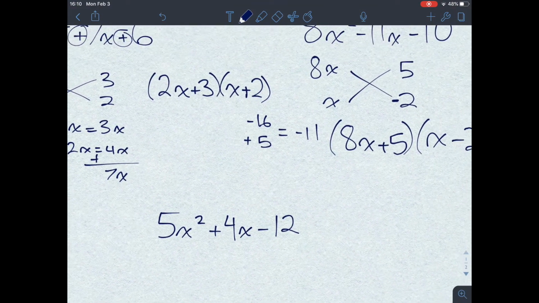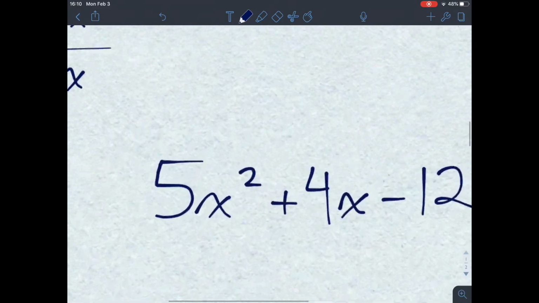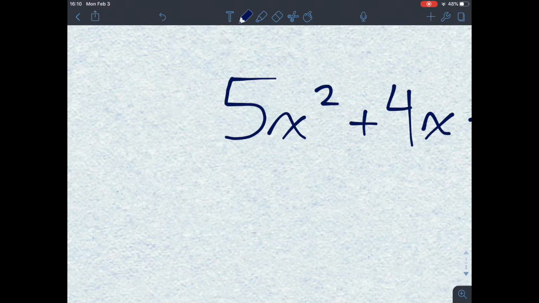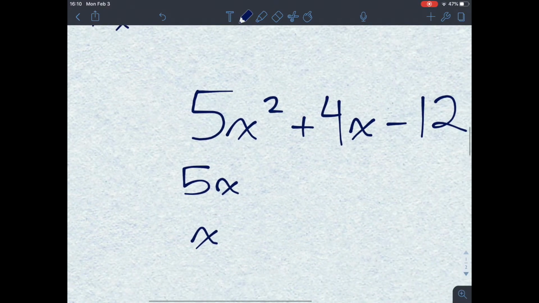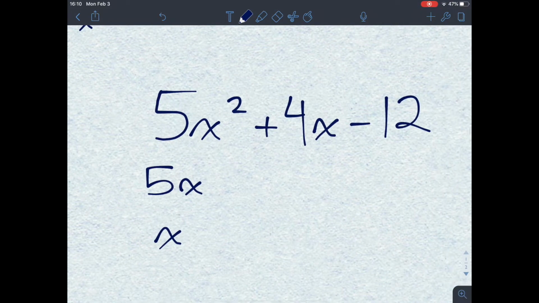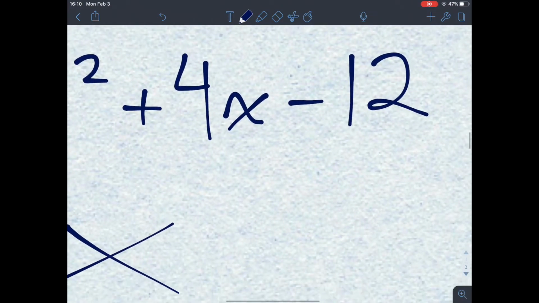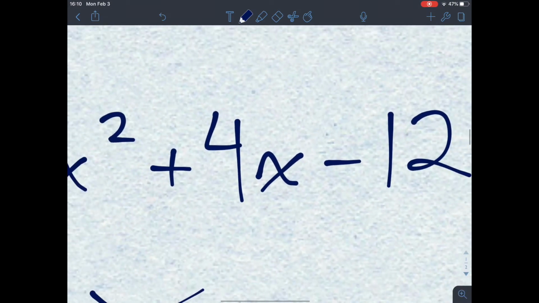This one's actually easier than this one because there's only one way to get 5 when you're multiplying. It'll be 5x times x. But there are a couple ways to get 12. You could do 3 times 4, 6 times 2, or 12 times 1. So we have to figure out which one we want to use. And there's also a negative, so we have to figure out what to do for that.